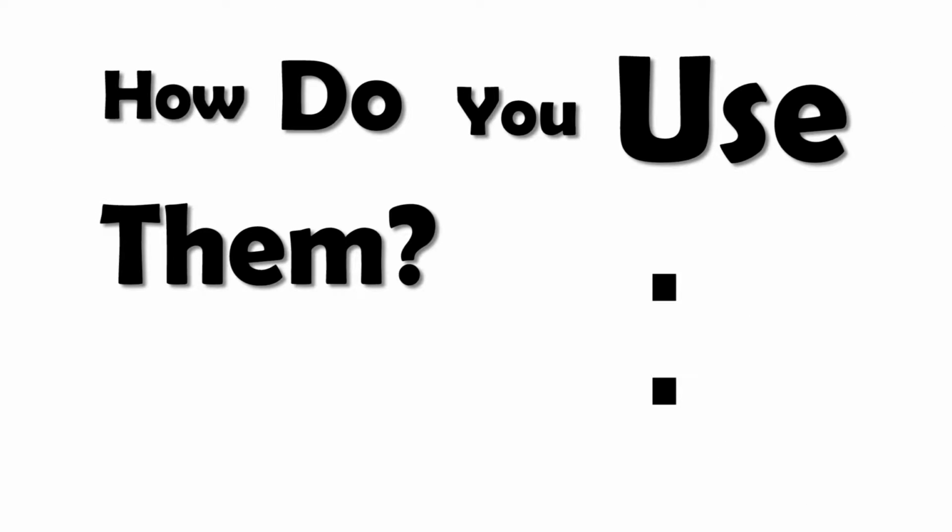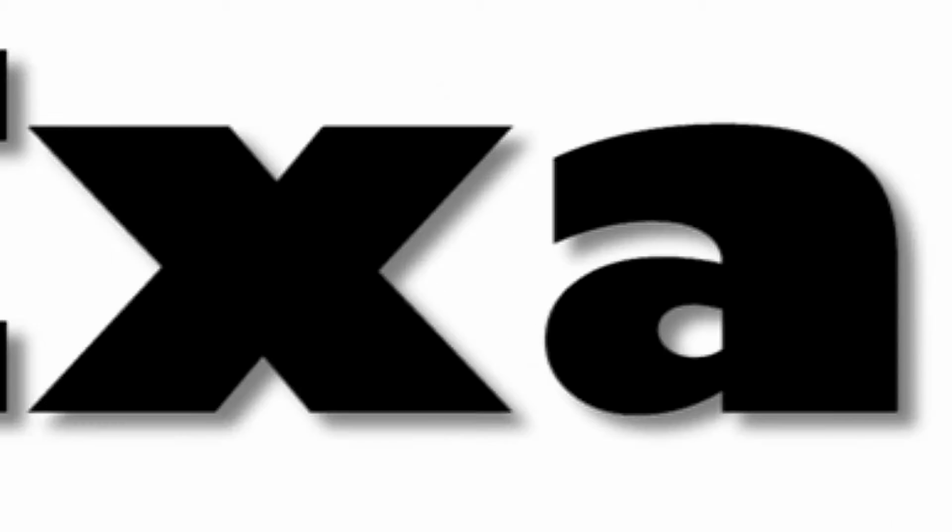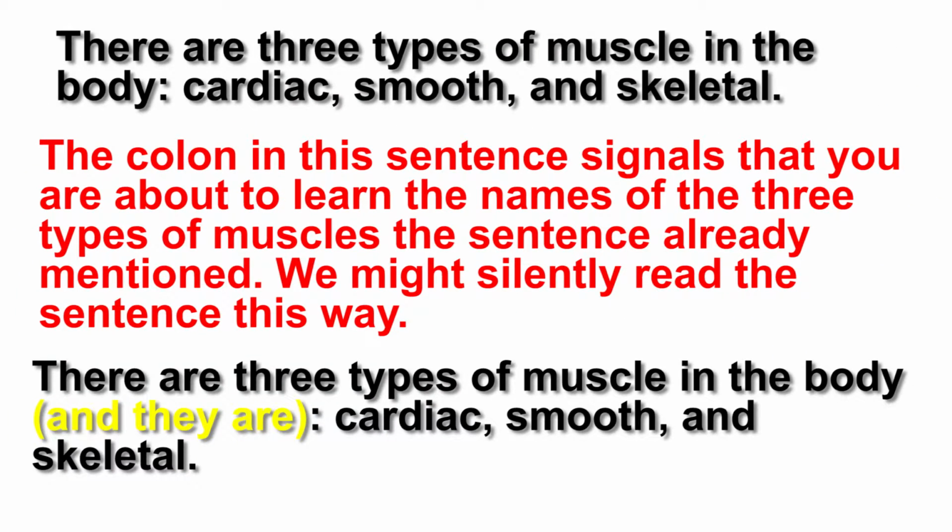Well, it's quite simple. One of the ways to use them is when writing a list. For example, there are 3 types of muscle in the body: cardiac, smooth, and skeletal. The colon in this sentence signals that you are about to learn the names of the three types of muscles the sentence already mentioned. We might silently read the sentence this way: there are 3 types of muscle in the body, and they are cardiac, smooth, and skeletal. The words in yellow do not need to be included because the colon already adds these words without you having to write them. It also connects both of the ideas.